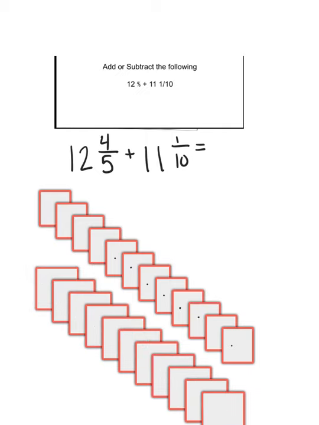Okay, so that's what this will look like. And of course, 12 plus 11, that's the easy part to do. 12 plus 11 will give us 23, and I can count those up in my area models here. Now the fraction part, that one's a little bit trickier, so let's look at how we would do that.